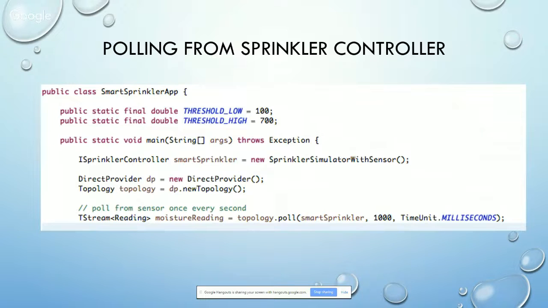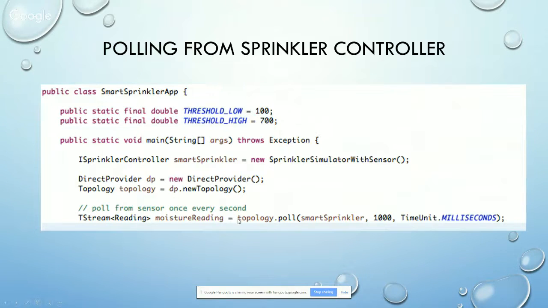So now that we have set up the sensor, which allows us to read from it, and control the buzzer, how are we going to use it in the Quarks application? This is the application that I have written. First of all, I created the smart sprinkler simulator with sensor object. Then I created the direct provider as well as a topology, as Queenie has shown us before. So you set up the topology for your Quarks application.